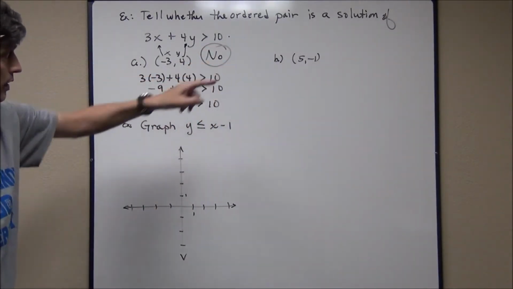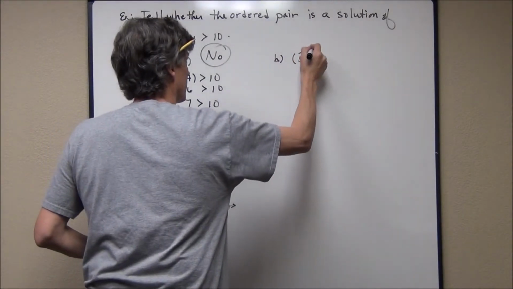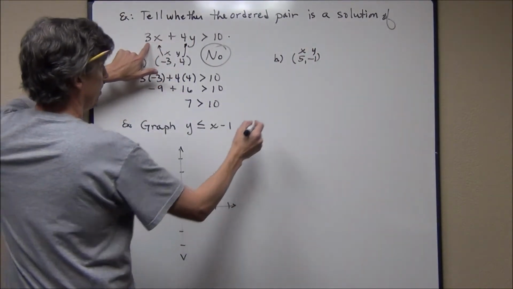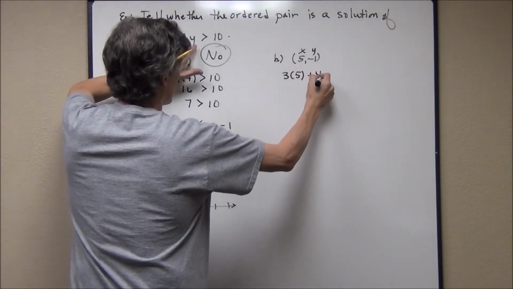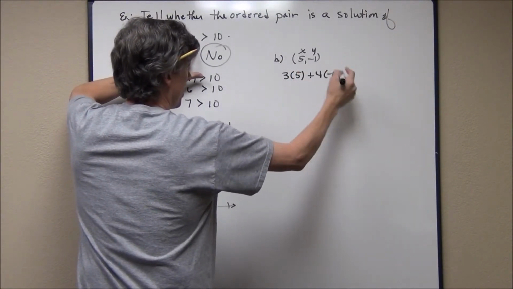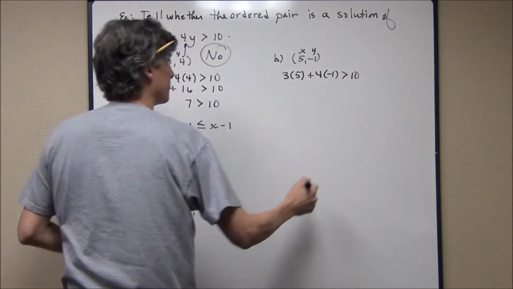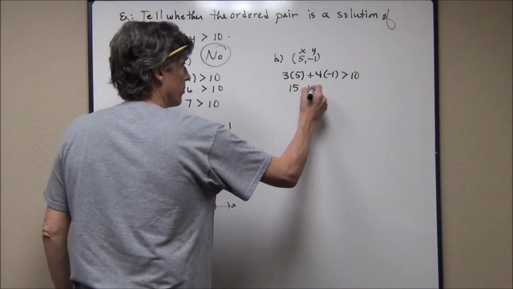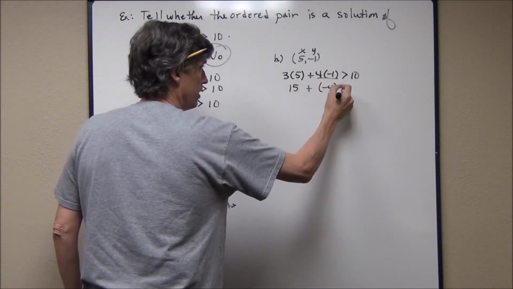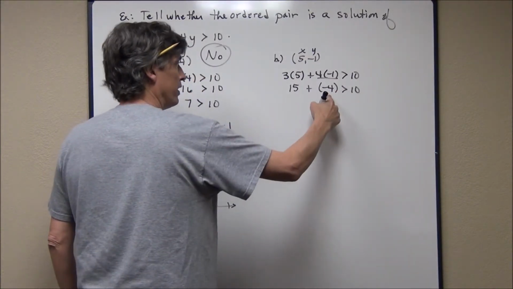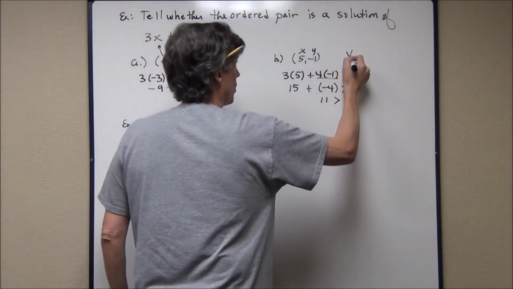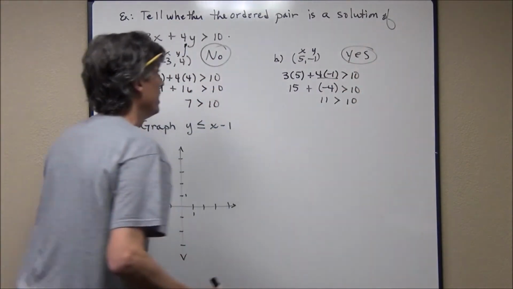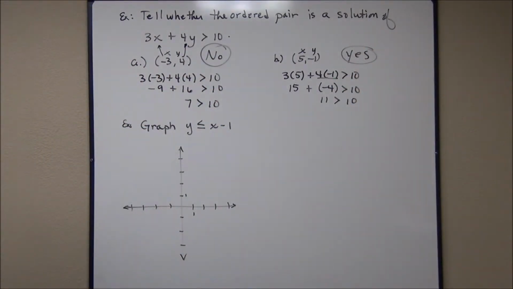Let's try this guy over here. We're going to plug this guy in for the x and this guy in for the y back into here. So it's 3 times 5 plus 4 times negative 1, that's the y, is greater than 10. This is 15 plus negative 4 is greater than 10. A positive 15 and a negative 4 is 11. And 11 is greater than 10, so this one is a solution. It has an infinite number of solutions.